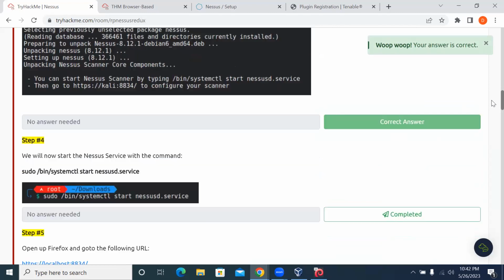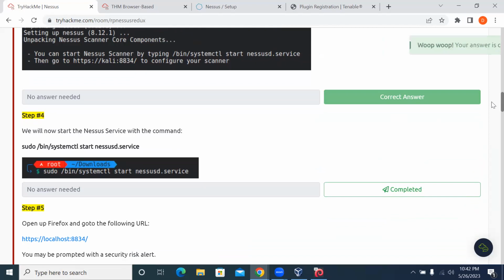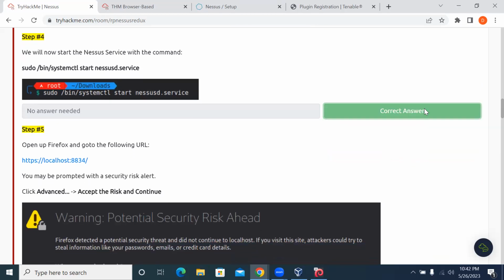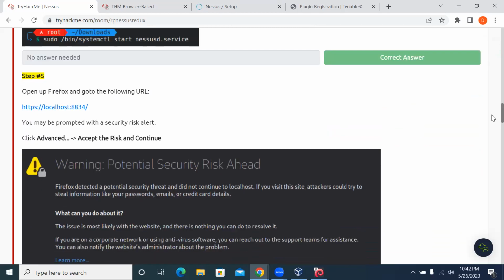enable the services. So you can see we will now start the Nessus service with the command sudo /bin/systemctl start nessusd.service, right? Now that is for your Linux machine rather. So open up Firefox and go to the URL, which is what I have done. Once it is set up on that platform, then it will be working for us.